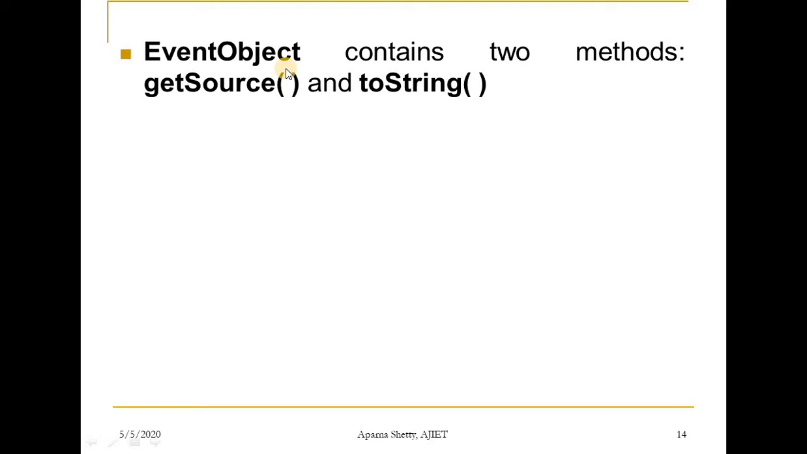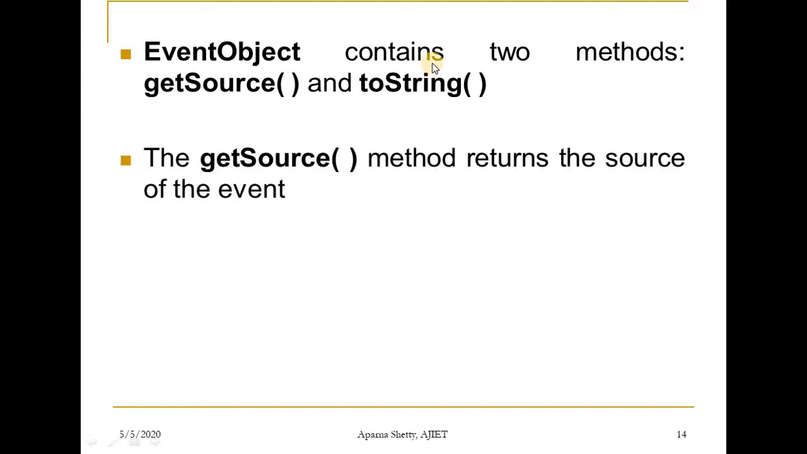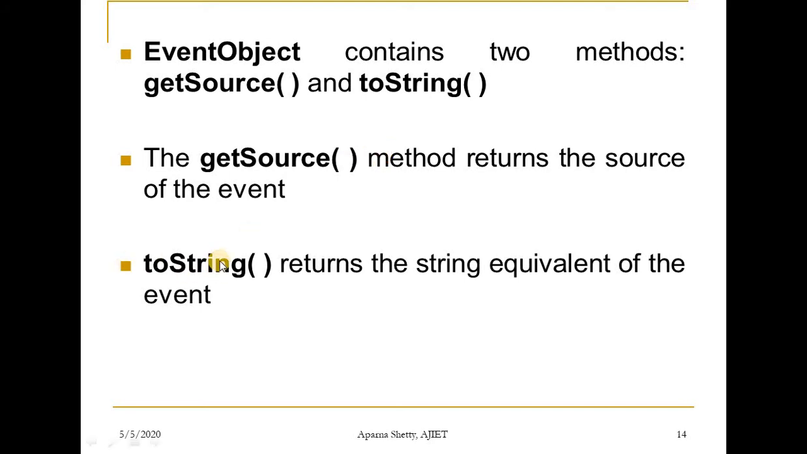Next, the EventObject class contains two methods. We have seen the constructor of the EventObject class. Now it has two methods, getSource and toString. The getSource method returns the source of the event. The toString method returns the string equivalent of the event. So to return the source object of the event, we call the getSource method, and toString is used to return the string equivalent of the event.